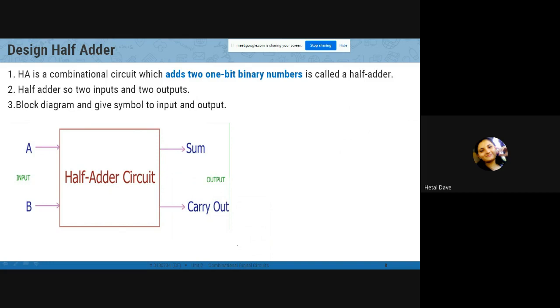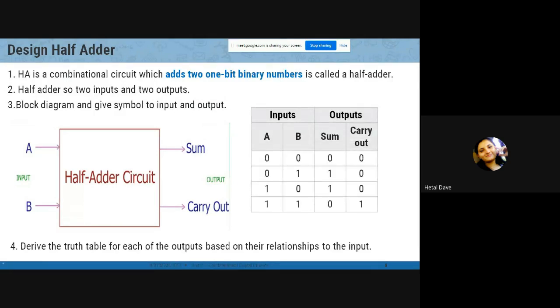Here, first of all, 2 inputs. So how many combinations are there? 4. How many output columns are there? Output columns: 2. So here, input and output columns are drawn.